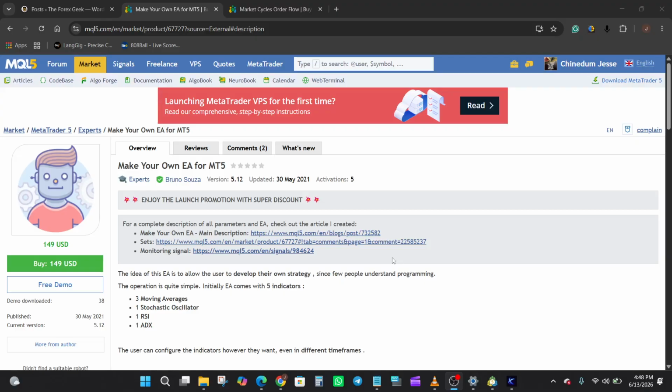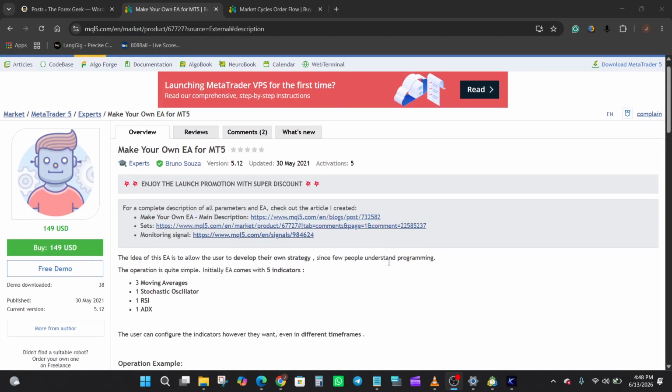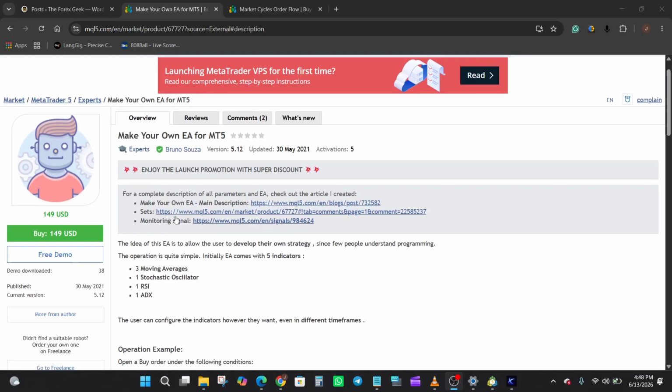Instead of providing a fixed strategy, the main idea here is to give traders a framework for creating their own trading logic without needing programming knowledge. Looking at the MQL5 Marketplace page, we can see that the EA is priced at 149 US dollars and was developed by Bruno Souza. The version shown here is 5.12, with the latest update listed as May 30th, 2021.